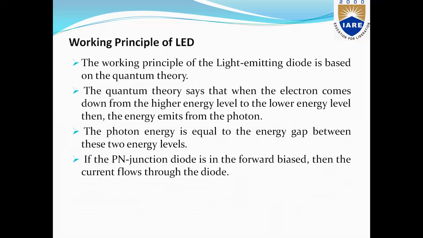Now, the working principle of LED. The working principle of LED is based on quantum theory. The quantum theory says that when electrons come down from a higher energy level to a lower energy level, then energy is emitted as a photon. The photon energy is equal to the energy gap between these two energy levels. If the PN junction diode is in forward bias, then current flows through the diode.